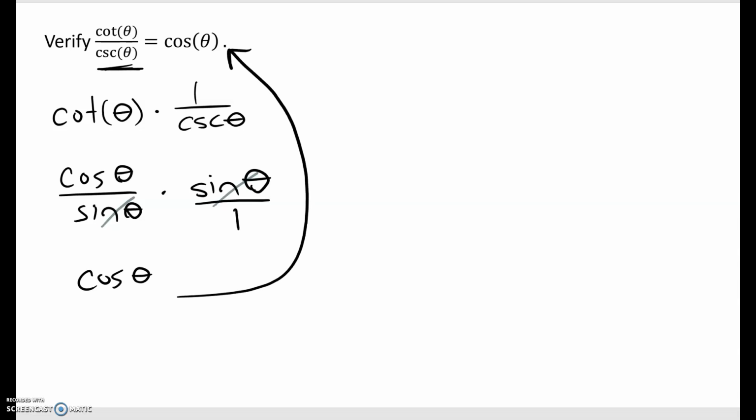So we took the more complicated side and we used our identities, and we got it down to what the other side of the equation is. So we have verified this identity.